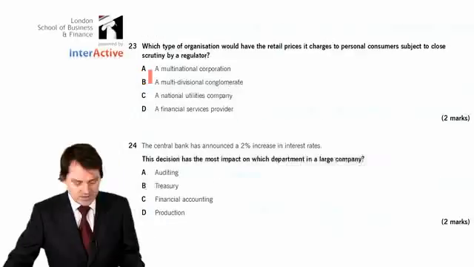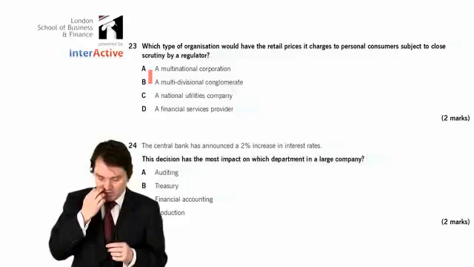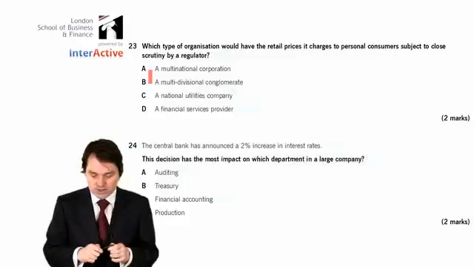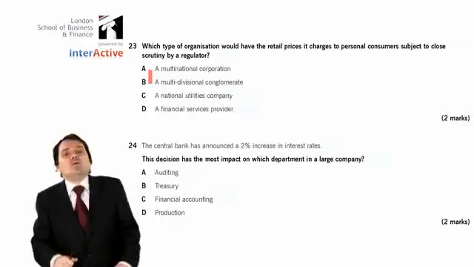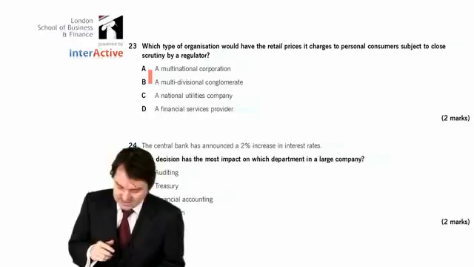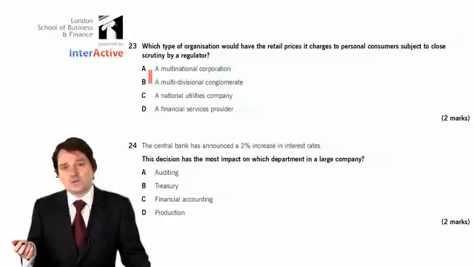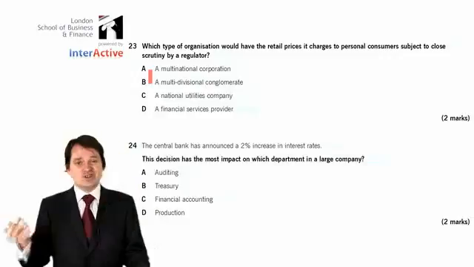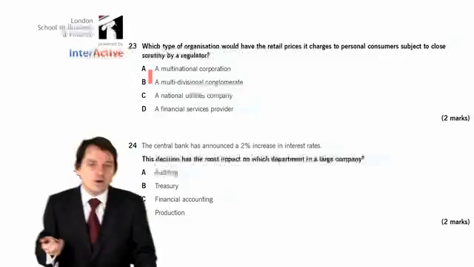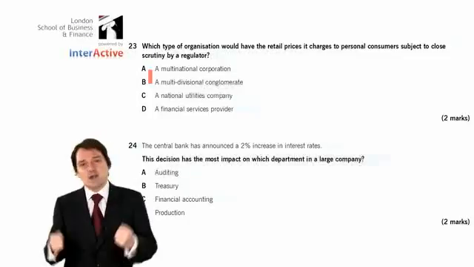Question 23. Which type of organisation would have the retail prices it charges to personal consumers subject to close scrutiny by a regulator? Now, what does that one mean? The prices that it charges to consumers. Why would anybody be bothered? Nobody is that bothered about how much prices we charge to you. Well, obviously you are, but nobody is going to regulate that. So what kind of industries are most likely to be regulated?